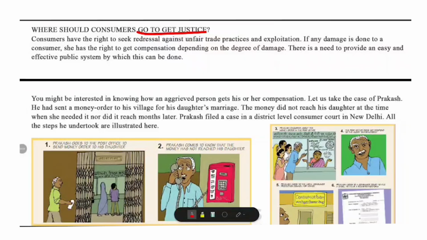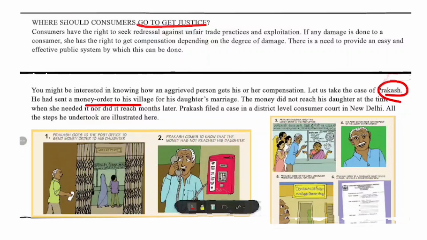For example, let's take the case of Prakash. Prakash sent a money order to his village for his daughter's marriage, but the money didn't reach her on time. He filed a case in the District Consumer Court in New Delhi. Through this court, he could take steps to claim compensation and ensure justice was served.